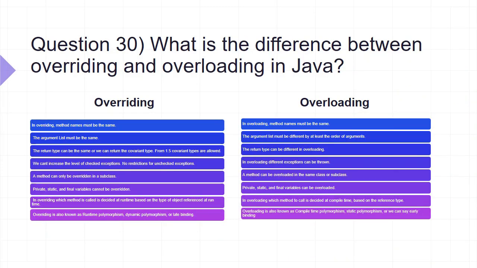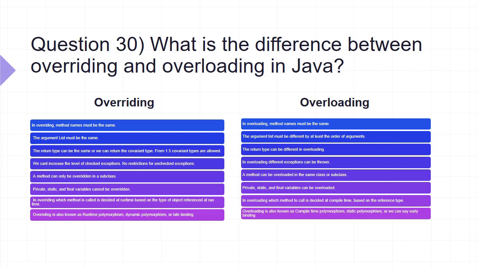Question 30. What is the difference between overriding and overloading in Java? In overriding, method names must be the same. In overloading, method names must be the same. In overriding, the argument list must be the same. In overloading, the argument list must be different, at least in the order of arguments. In overriding, the return type can be the same, or we can return a covariant type; covariant types are allowed from Java 1.5. In overloading, the return type can be different. In overriding, we can't increase the level of checked exceptions, with no restrictions for unchecked exceptions. In overloading, different exceptions can be thrown.